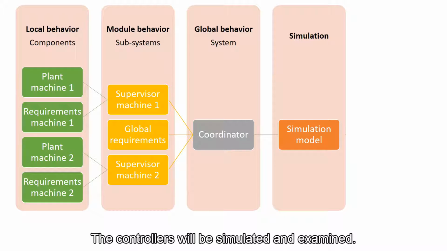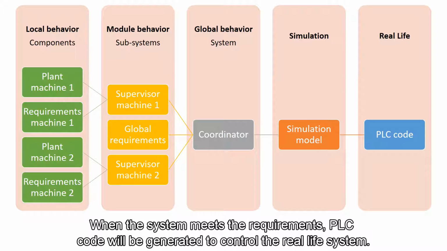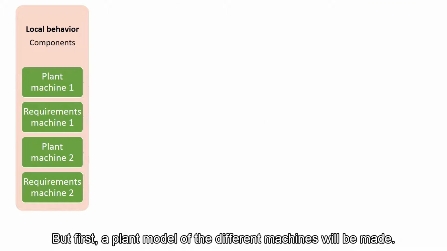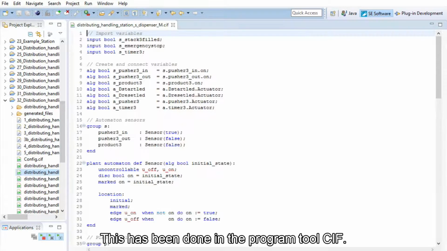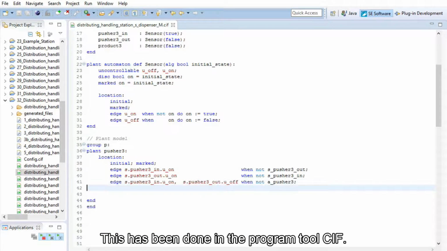The controllers will be simulated and examined. When the system meets the requirements, the PLC code will be generated to control the real-life system. But first, a plant model of the different machines will be made. This has been done in the programming tool SIF.